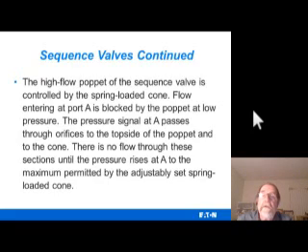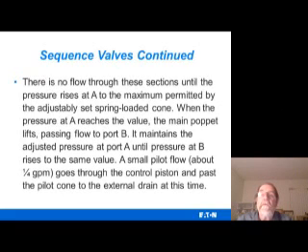There is no flow through these sections until the pressure rises at A to the maximum permitted by the adjustable spring-loaded cone. When the pressure at A reaches that value, the main poppet lifts, passing flow to port B. It maintains the adjusted pressure at port A until the pressure at B rises to the same value. A small pilot flow, about a quarter gallon per minute, goes through the control piston and past the pilot cone to the external drain at this time.